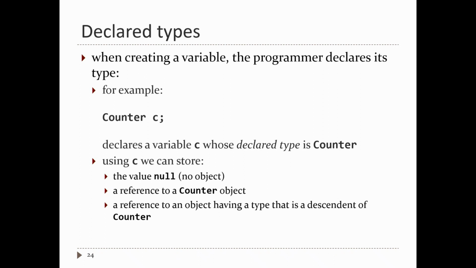The opposite's not true. So if I have throwing counter c, I cannot store a counter reference in that, because counter is the superclass. The superclass is not substitutable for the subclass. So throwing counter c equals new counter doesn't work. A superclass variable can store a reference to a subclass type. The opposite is not true.